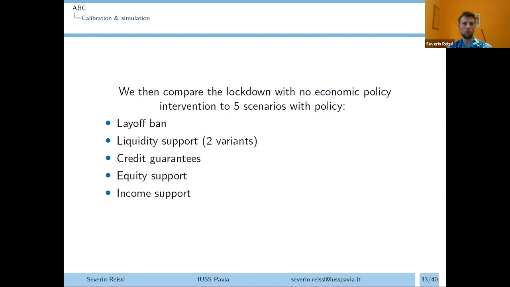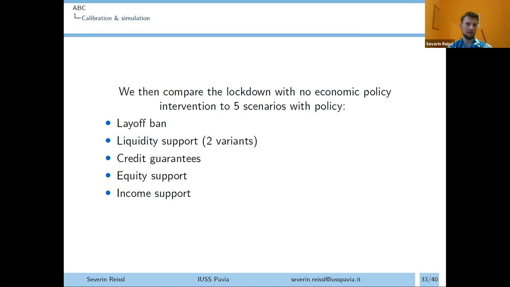Then the third policy experiment is credit guarantees, which essentially works in the same way as the first variant of the liquidity support policy. If a firm has a shortfall of liquidity, we assume that it receives a loan from the banking sector, even if the banking sector would otherwise not want to lend to that firm, and the state guarantees that loan, meaning that if the firm subsequently goes bankrupt, the state takes the loss that the bank would otherwise take.